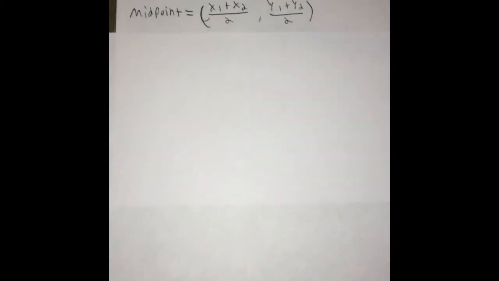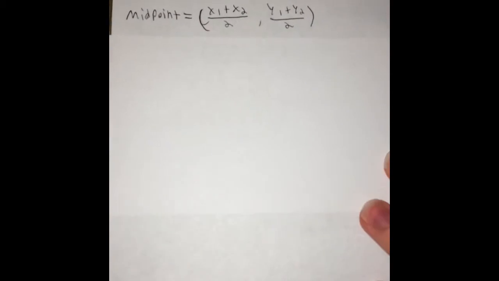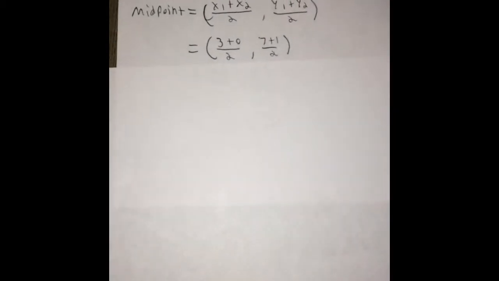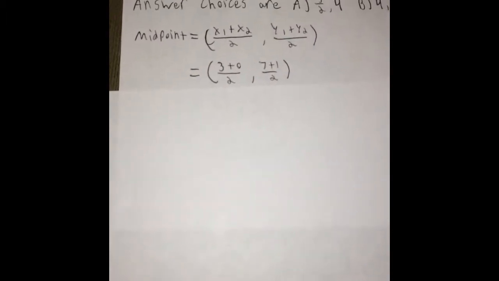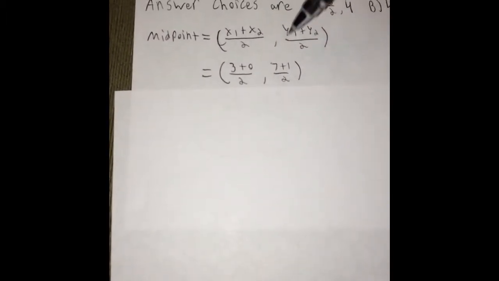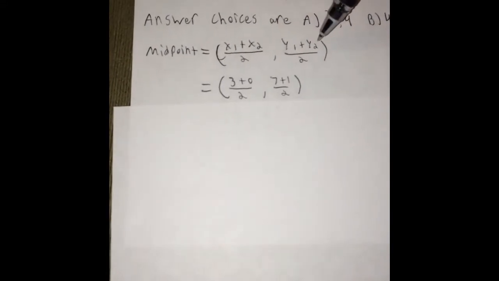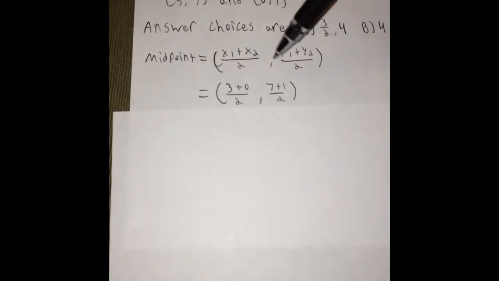Alright, so first you have to write down the midpoint formula, which is right there. And for x sub 1, you would plug in the 3. X sub 2, you'd plug in the 0. Y sub 1, you'd plug in the 7. And then y sub 2, you'd plug in the 1.